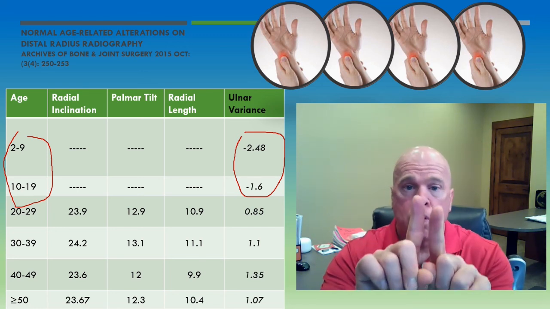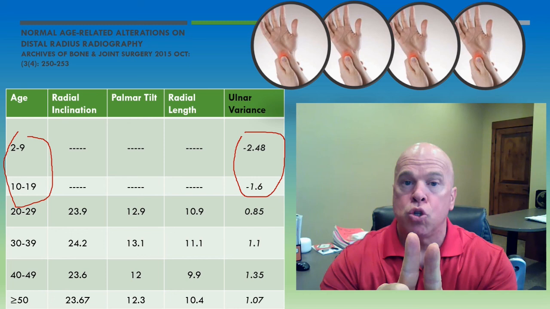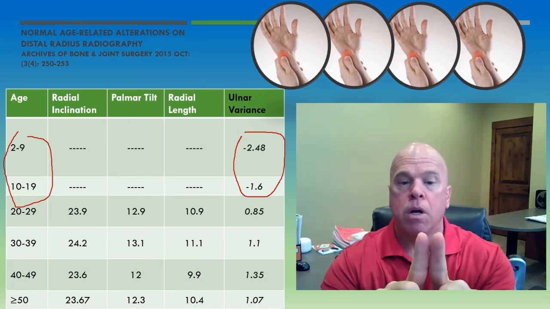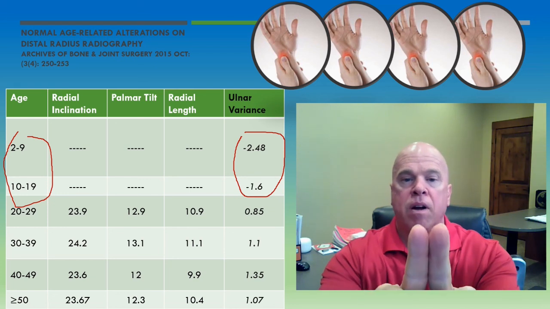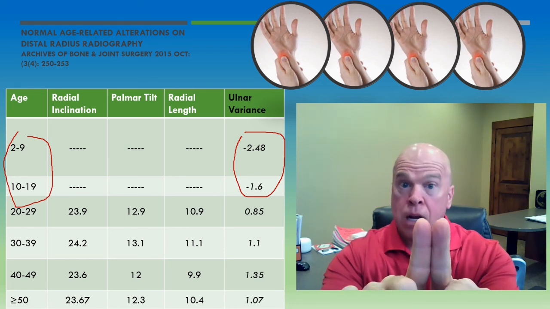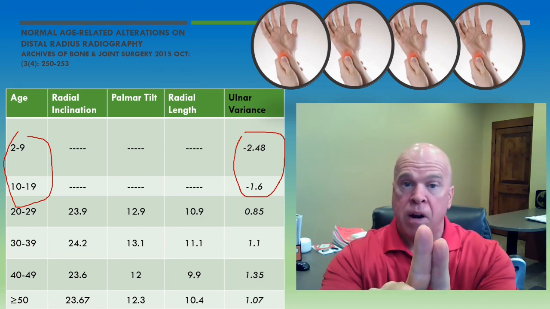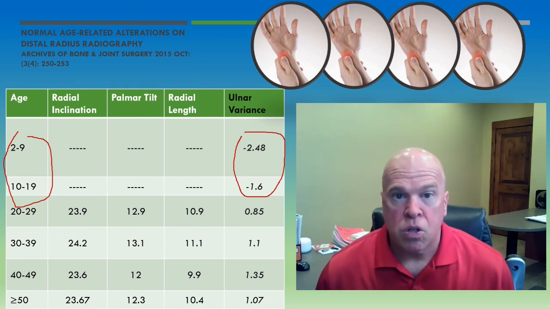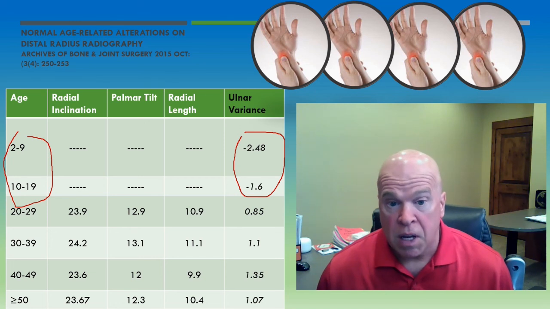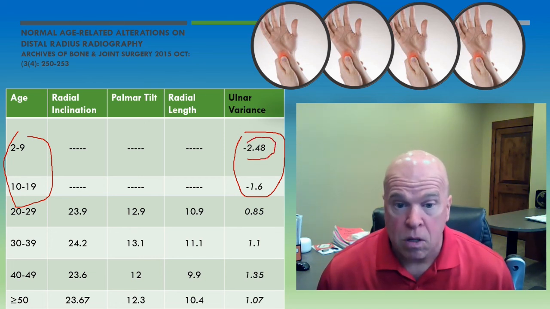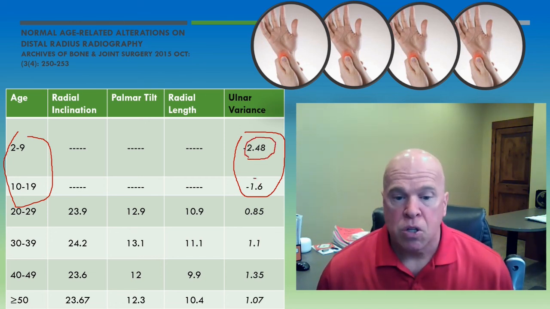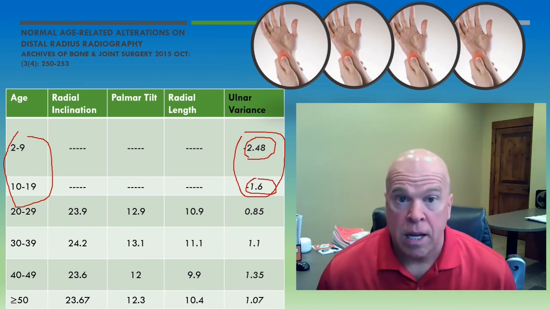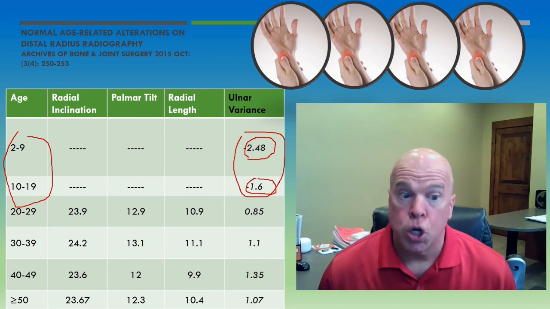length of the ulnar bone is significantly shorter than the length of the radius bone, significantly shorter. This would be a neutral ulnar variance where the lengths are identical. With a negative ulnar variance in very young individuals, the negative ulnar variance is significant, up to 2.48 millimeters, diminishing to approximately 1.6 millimeters as adolescents approach skeletal maturity.